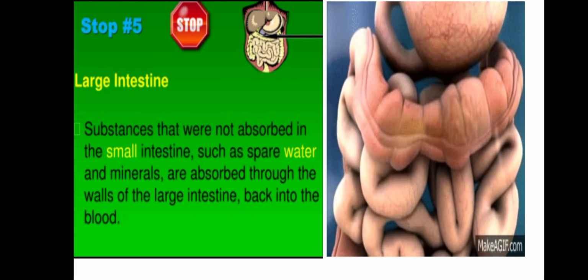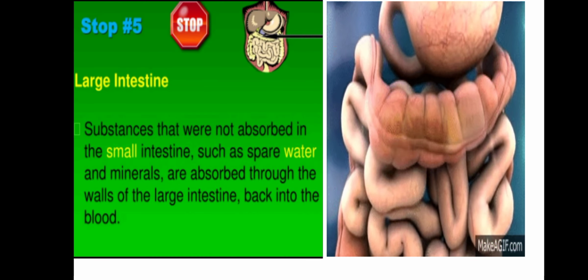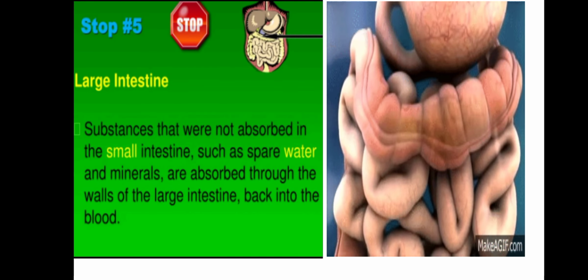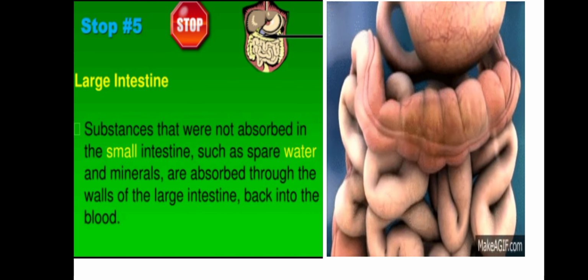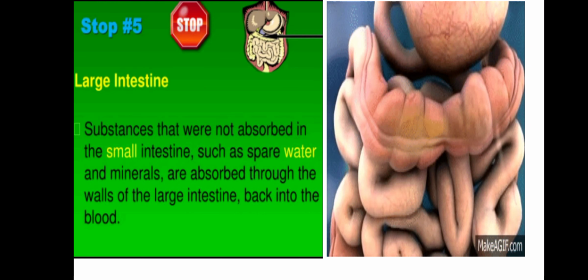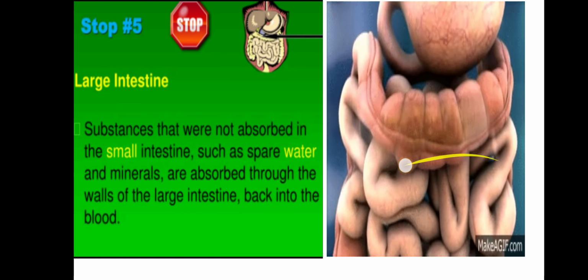Large intestine. Substances that were not absorbed in the small intestine, such as spare water and minerals, are absorbed through the walls of the large intestine and back into the blood.